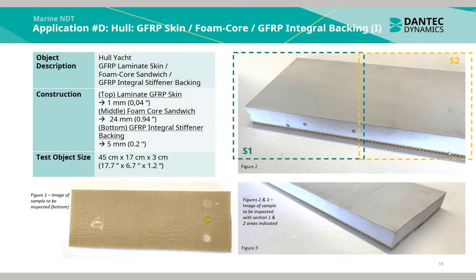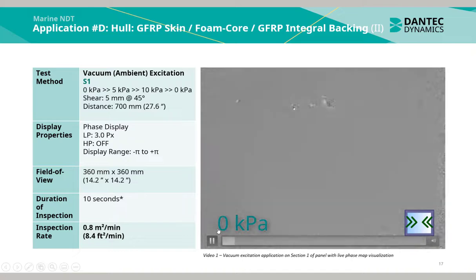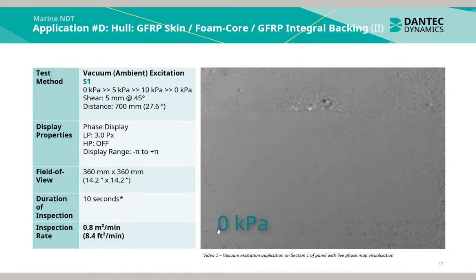Application D is a glass fiber reinforced plastic laminate skin with foam core sandwich and a GFRP integral stiffener backing. The test object size is 45 by 17 by 3 centimeters. Here we see a vacuum excitation application on section 1 of the panel with live phase map visualization.